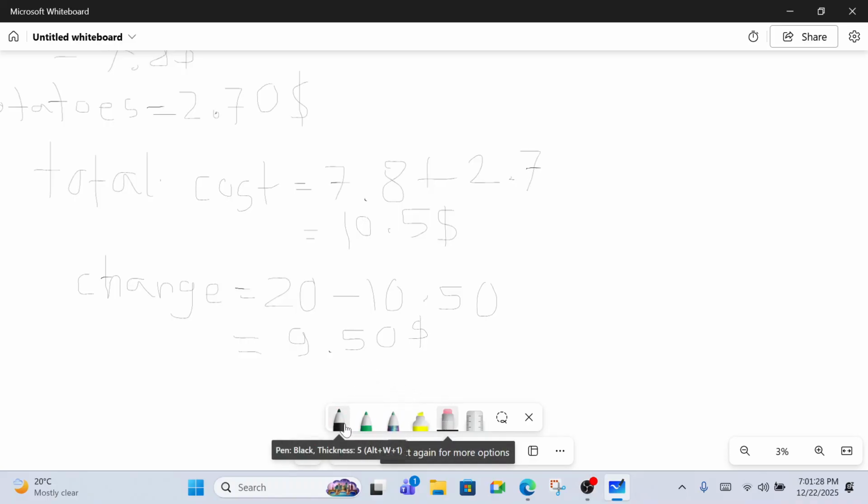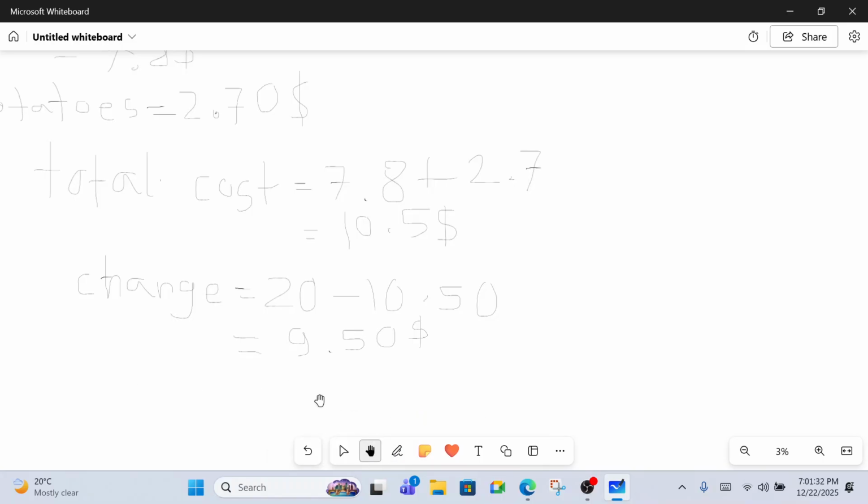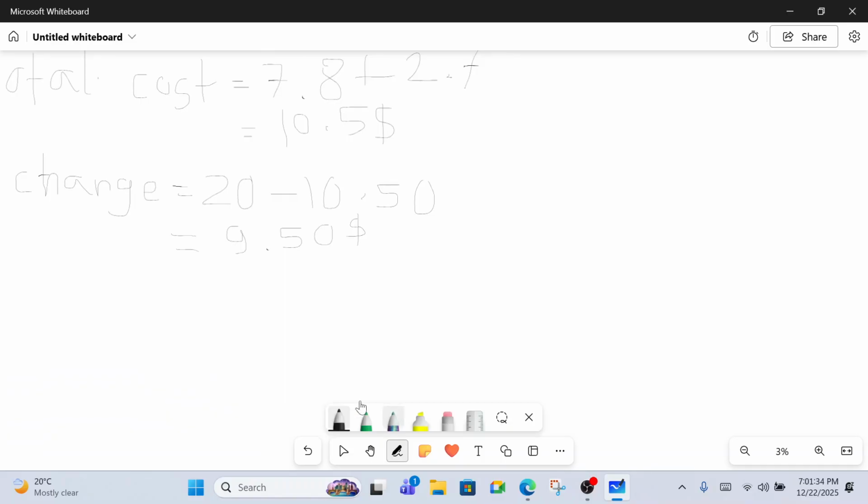Okay, so after we found out our change, we now want to find out how much oranges cost per kilogram. So, give it a 3 dot symbol, it's optional. Orange per kg equals 9, sorry, the 9 doesn't look like a 9.